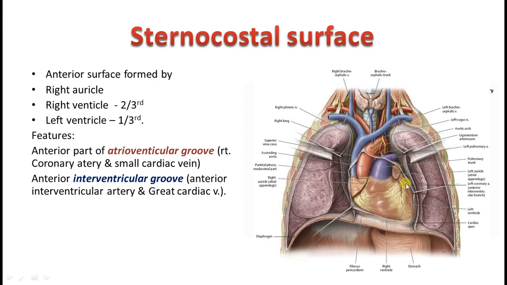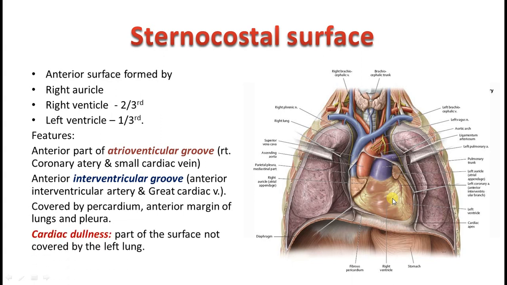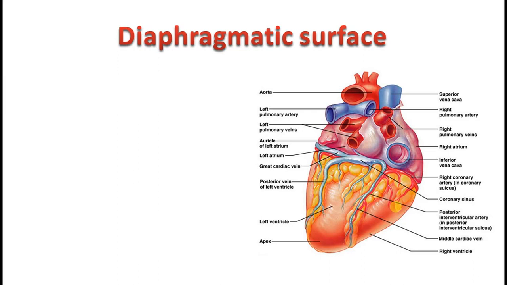Thereby, since that area is not covered by the lung and the pleura, it is directly related to the anterior thoracic wall, and that is actually called the area of cardiac dullness. So the area of cardiac dullness is that part of the heart. Which part of the heart? Especially the right ventricle, which is not covered by the anterior border of the lung, especially the left lung, because it is the left lung which deviates laterally between the 4th and 6th rib, and that is called the area of cardiac dullness.